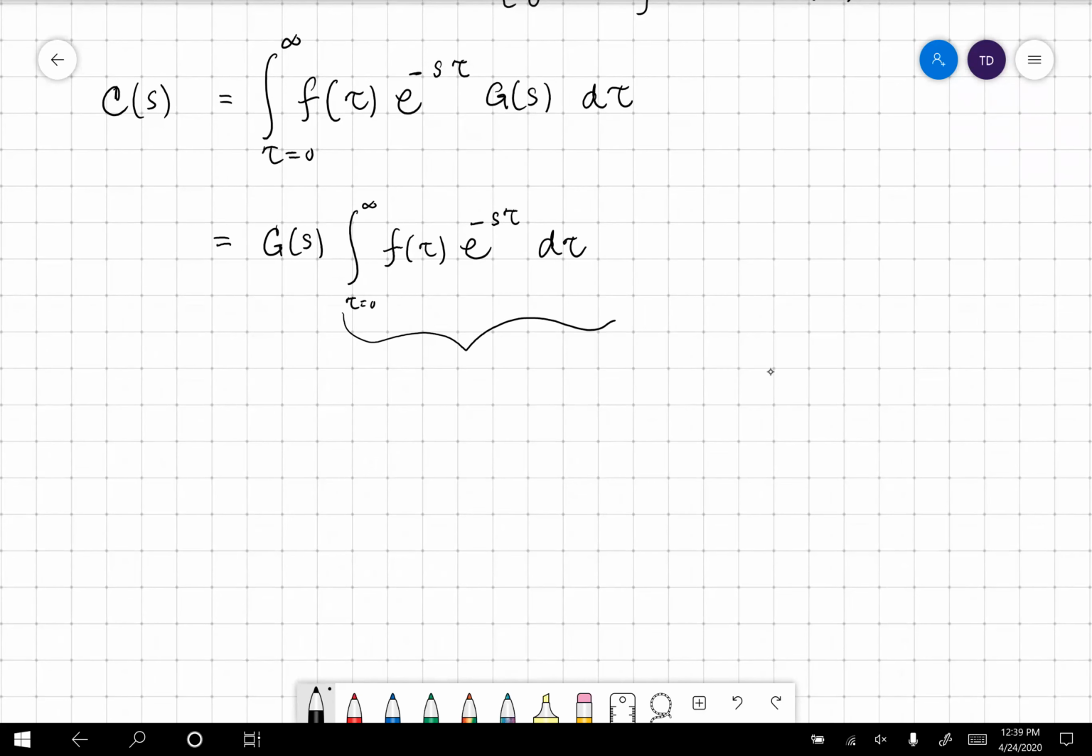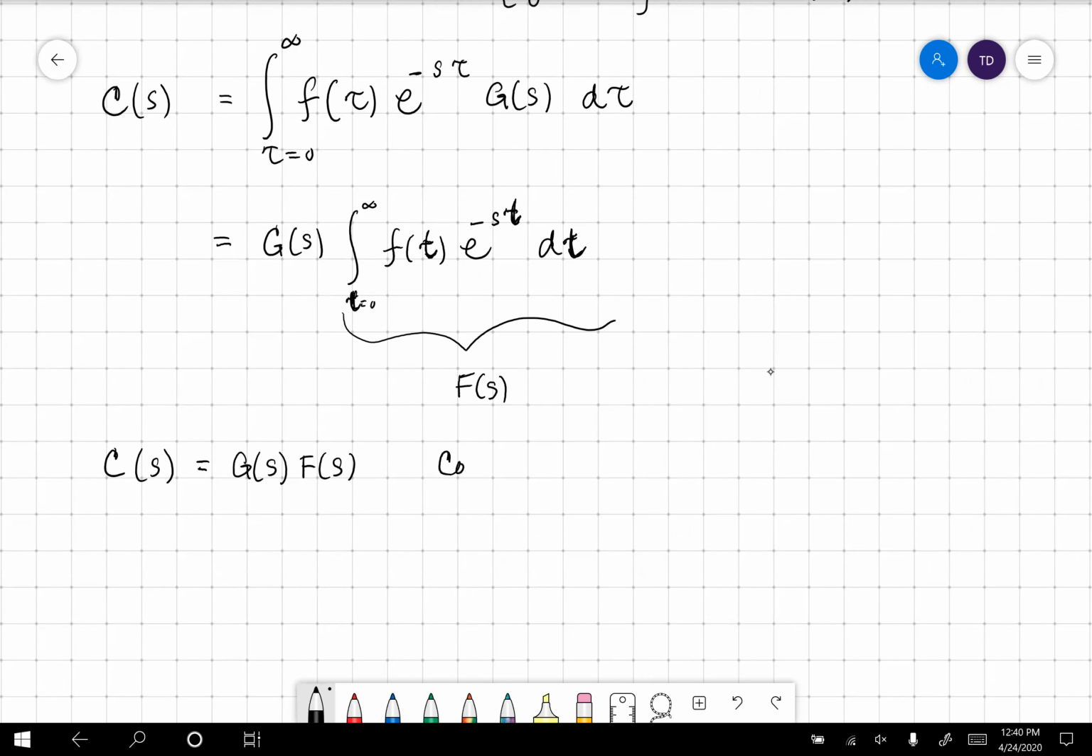See if this helps. t, t, t. I can change that. It's a dummy variable. I can change it to whatever I want to. What's that integral equal to? F of s. Unbelievable. So here's our result. C of s is equal to G of s times F of s. Convolution in the time domain is multiplication in the frequency domain.